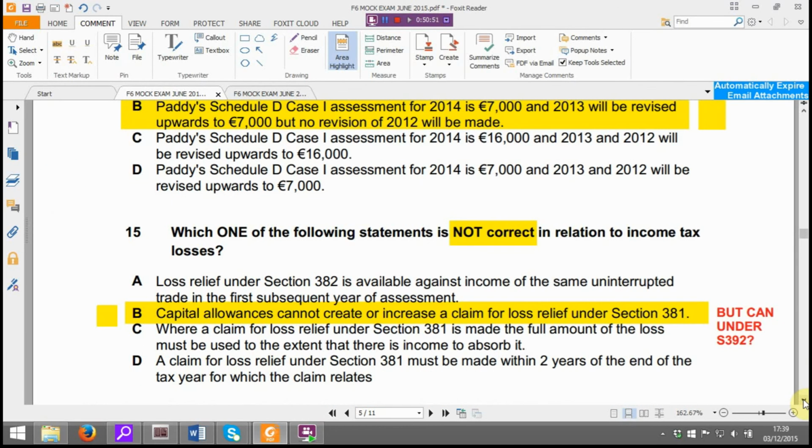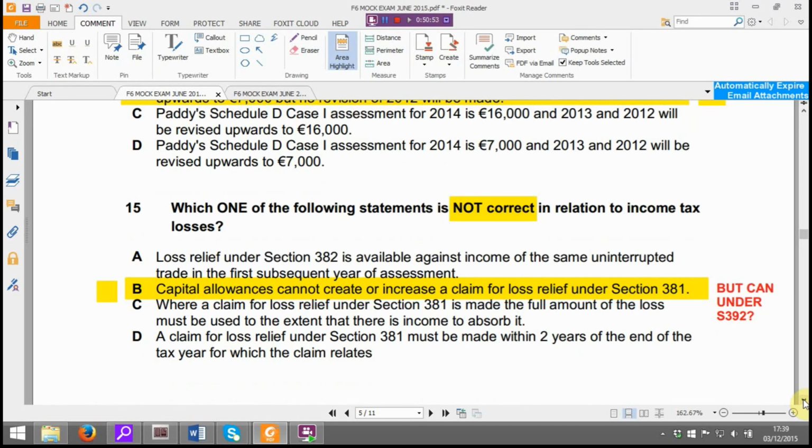So next one is number 15. And I'm not 100% sure on this question, to be honest with you, and the reason is I'm not sure about the wording. What the question asks us to do is to detail which of the following is incorrect, or really losses. The answer in this case is capital allowances cannot create or increase a claim for loss under Section 381. On the face of it, what we should know about 381, and we don't need section numbers, in my opinion, in the F6 exam.